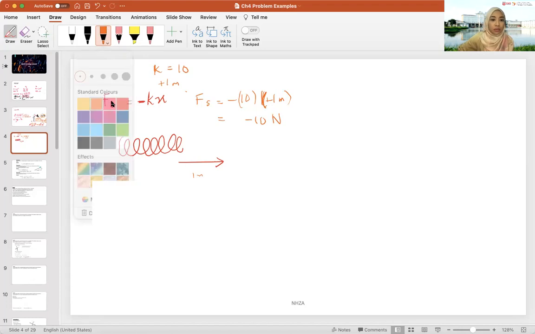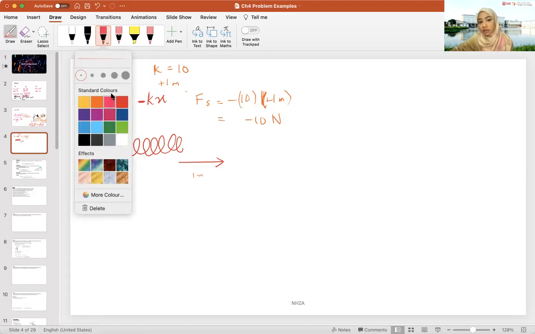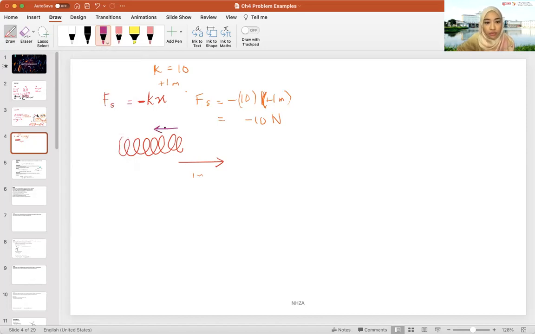It means that whenever I'm stretching this spring, the spring says, okay, I don't want this to happen. I am going back to my original state. So what it does is that it applies the same amount of force that I applied. I'm applying 10 Newton. This guy also applies 10 Newton. Dia akan berlaku pergelutan sebab the spring does not like being stretched or compressed. Dia nak go back to its original position.